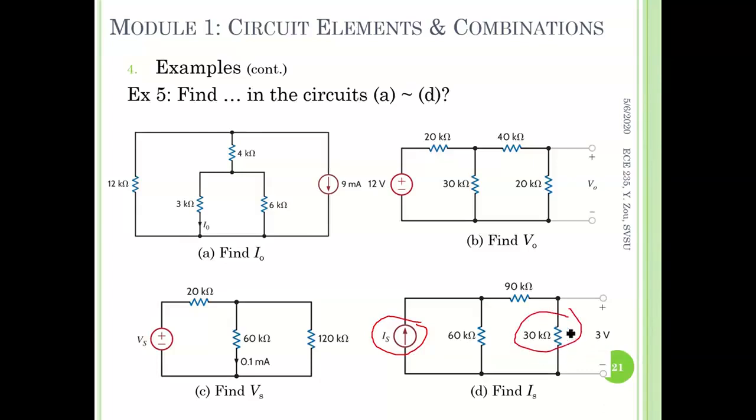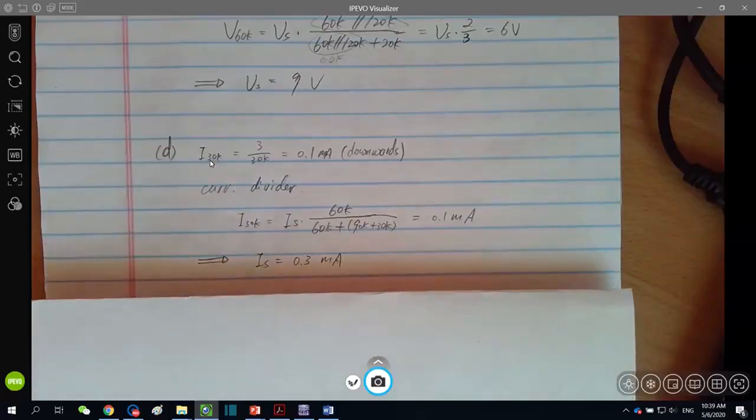So this current, following this given voltage with its polarity, is going downwards, 3 volts divided by 30 kilo ohm. After knowing this current, we can combine 90 kilo ohm and 30 kilo ohm together. It becomes one branch in parallel with another one. So two branches, two elements share the total IS as this. So the 30 kilo ohm resistance current equals the voltage divided by resistance, 0.1 milliampere.